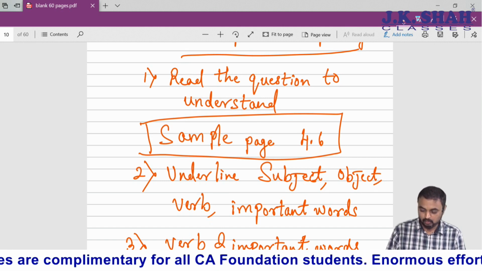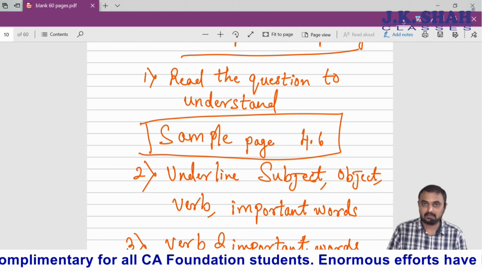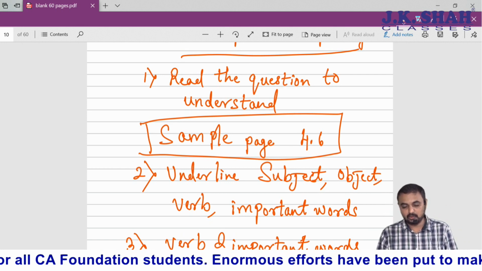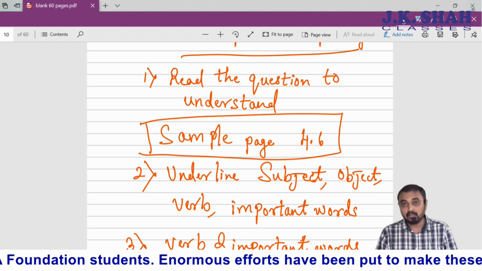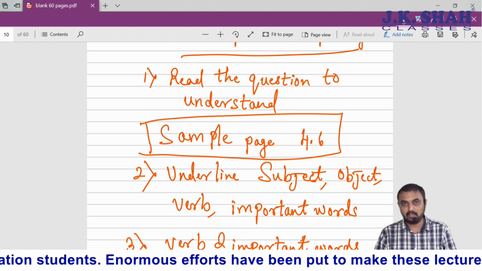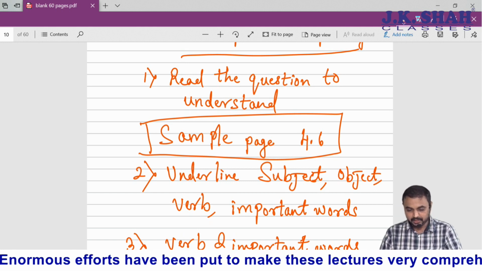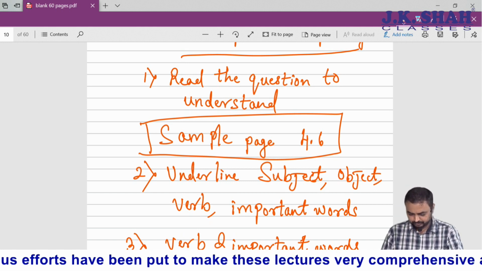Normally it was advised to you in school and college life, read the passage, understand the passage, then read the question and try to solve the answer. But within the given time it is practically not possible. So we are following the other format, that is read the question to understand the question.